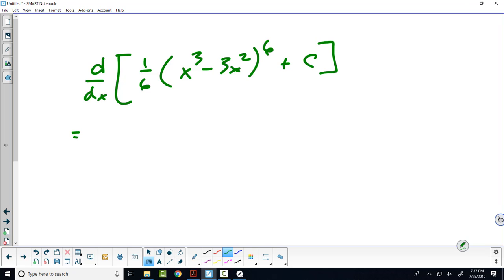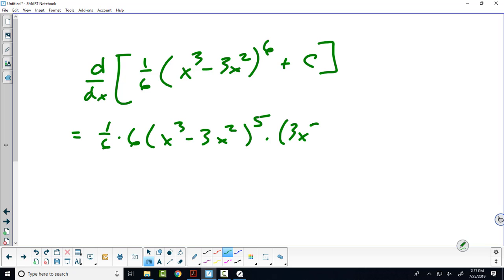Okay? By the chain rule, we've got an inside function and an outside function, right? The outside function is something to the 6th power, right? So that will be 1/6 times 6 times that something, all now to the 5th power. But by the chain rule, I now have to multiply by the derivative of what was inside there, which gives me 3x squared minus 6x, and of course the derivative of the constant is 0. So you see how we undid the chain rule with the u substitution.